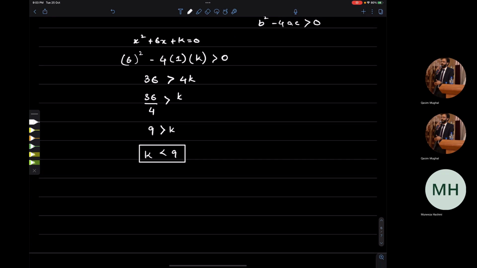So k should be less than 9. Got it? And exactly the same way, find the value of t for which it has exactly one solution. Again, the discriminant part, b squared minus 4ac, should be equal to 0 in this case.